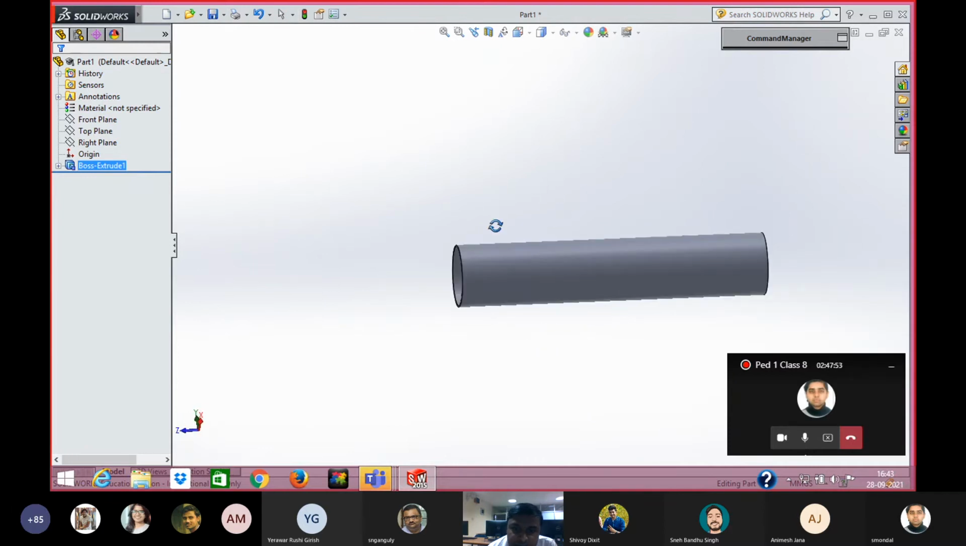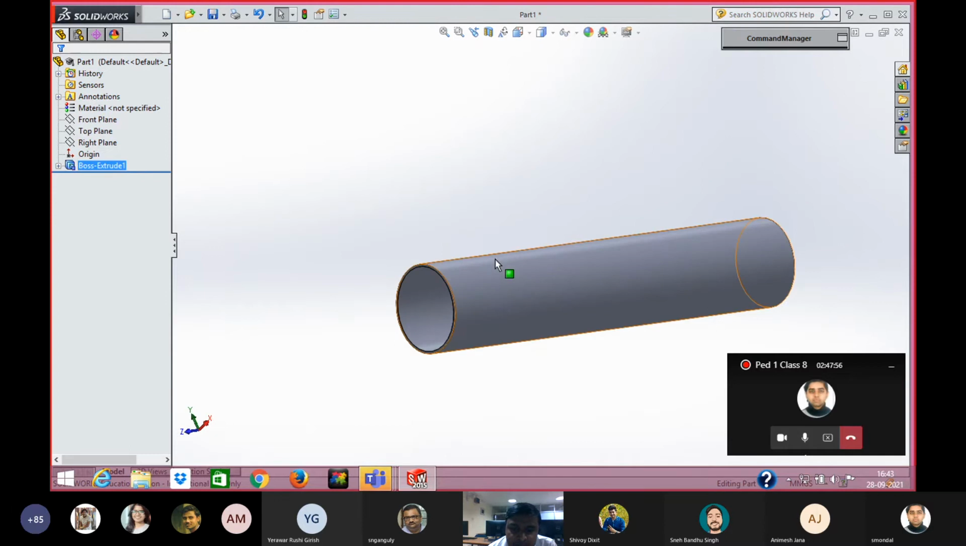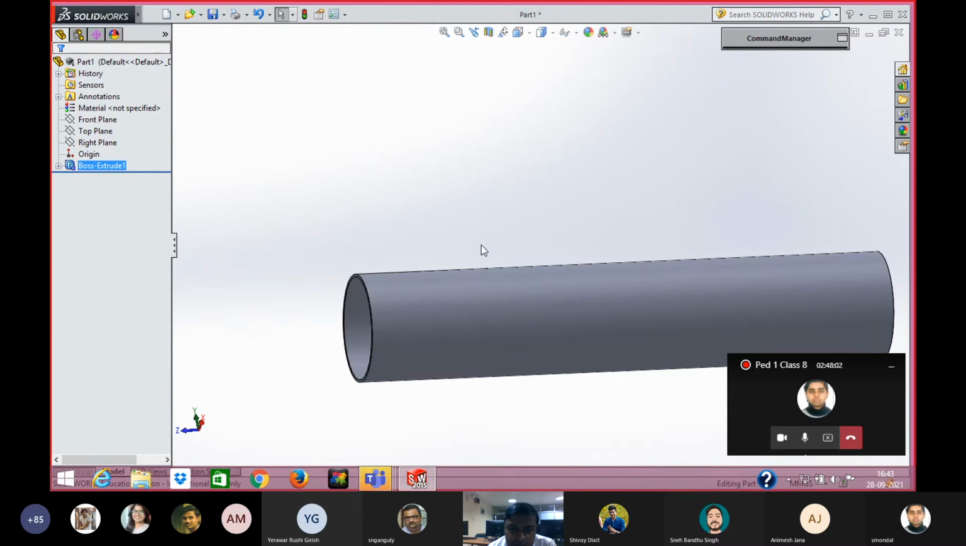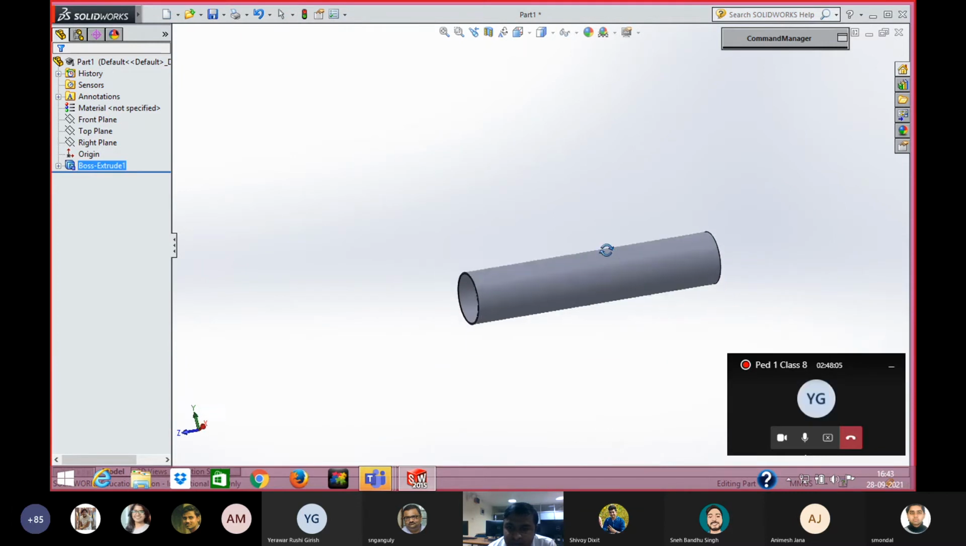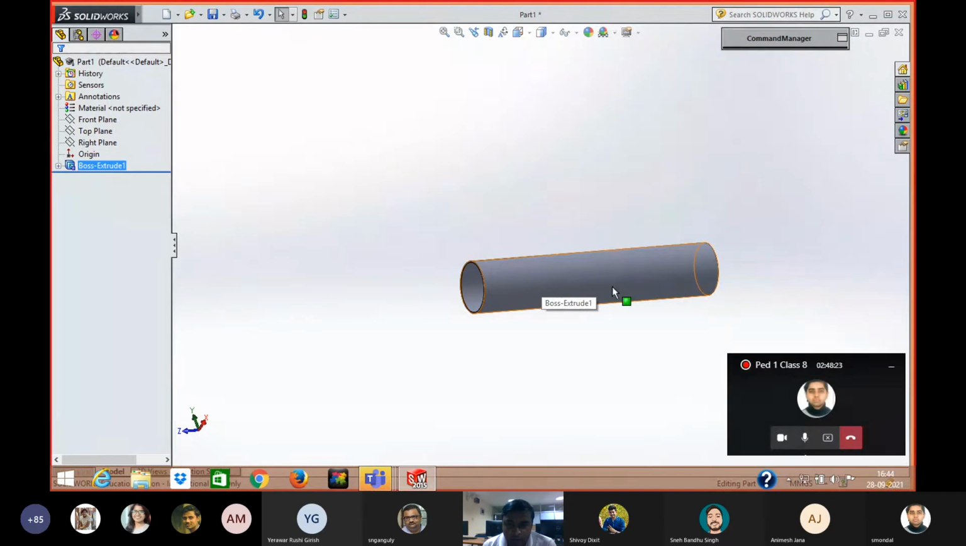Now the thing is that we have to create a hole on the surface of this cylinder for passing fluids or gases, whatever you are thinking. So we can take a plane so that we can create a hole on the surface of the cylinder. Now the question is which plane we will take. Obviously this is the front view and this is the top view, so we can take the top plane.